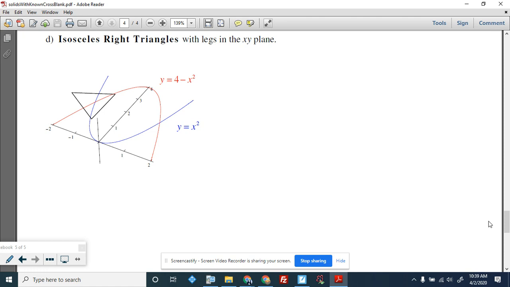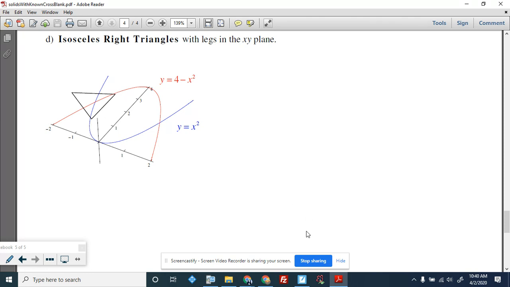Okay. All right. So here we go. So let's do this. Let's make now a solid where all of the cross sections are right isosceles triangles. And we're going to do it in a way where the leg is in the XY plane. Because technically, if I wanted to, I can make a right isosceles triangle, put the hypotenuse there. So you have to pay attention to stuff like that. So the leg is going to be in the XY plane.